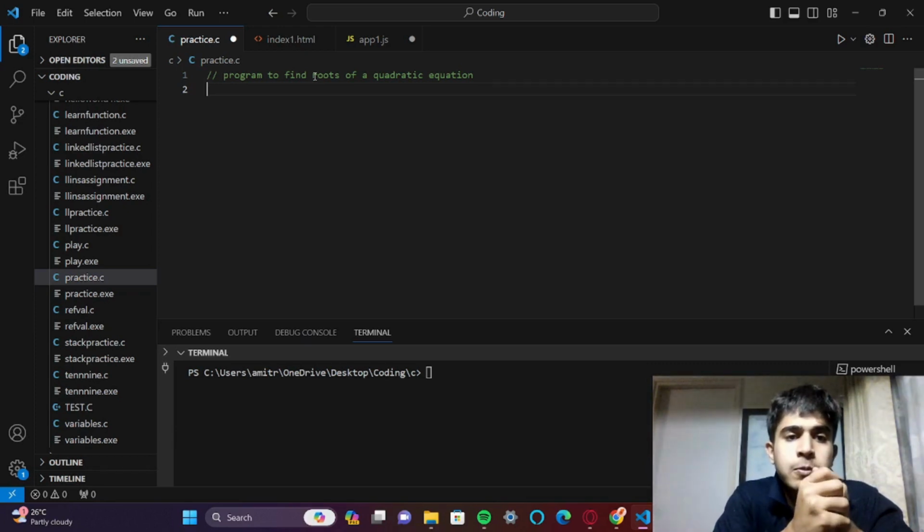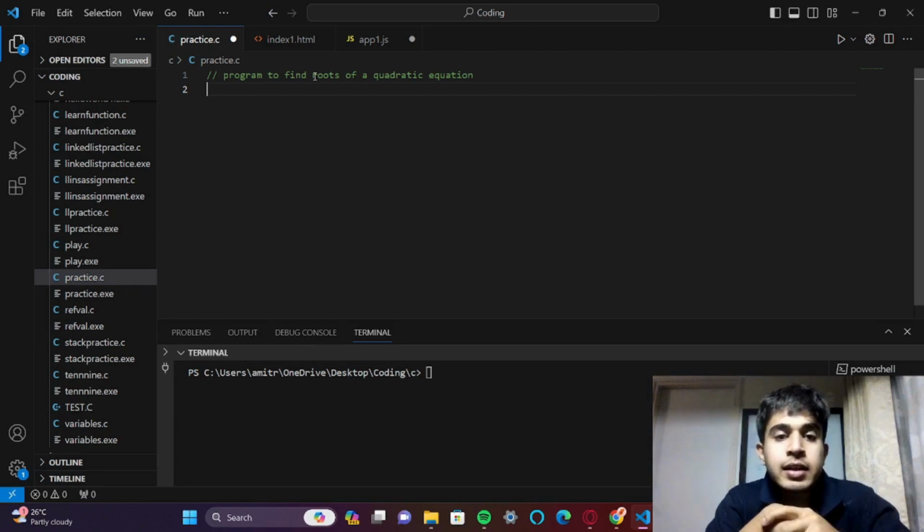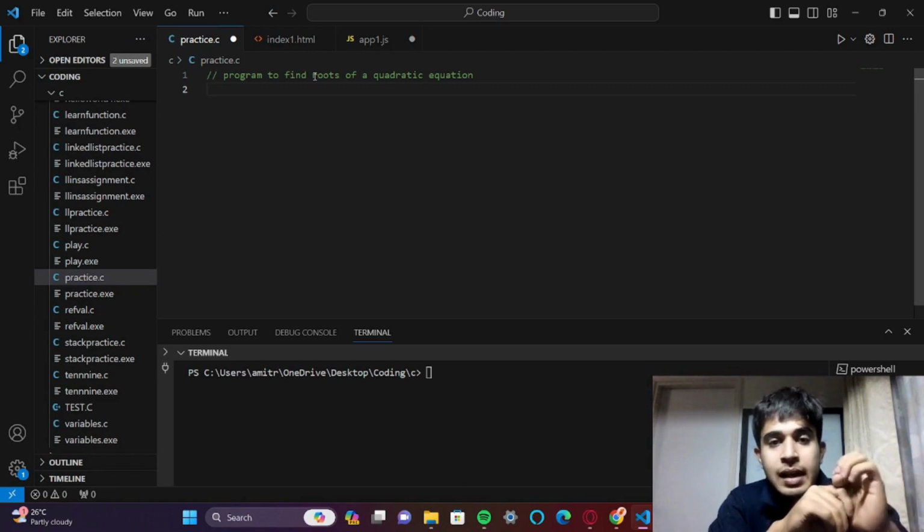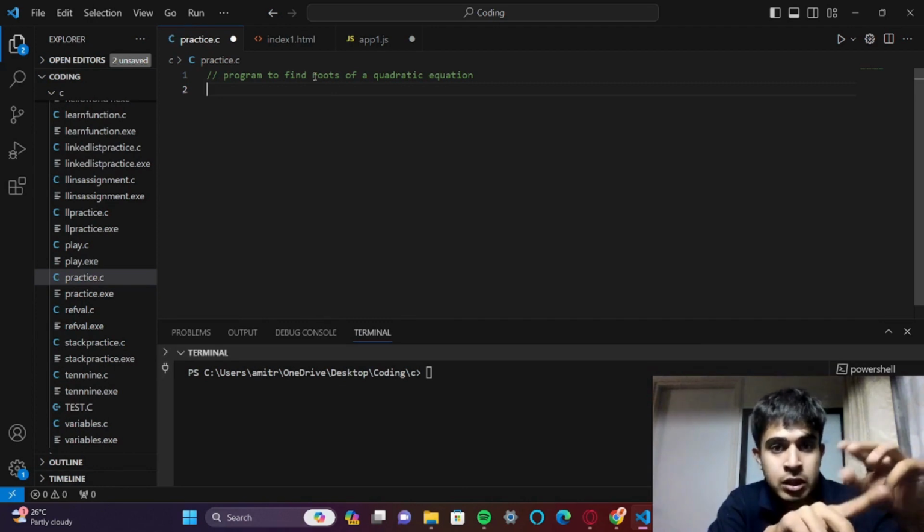Let's write a program to find roots of a quadratic equation. In grade 10 we would have studied quadratic equations. In a quadratic equation, for example, ax square plus bx plus c, a, b, c are the coefficient of x square, the coefficient of x, and the constant respectively.